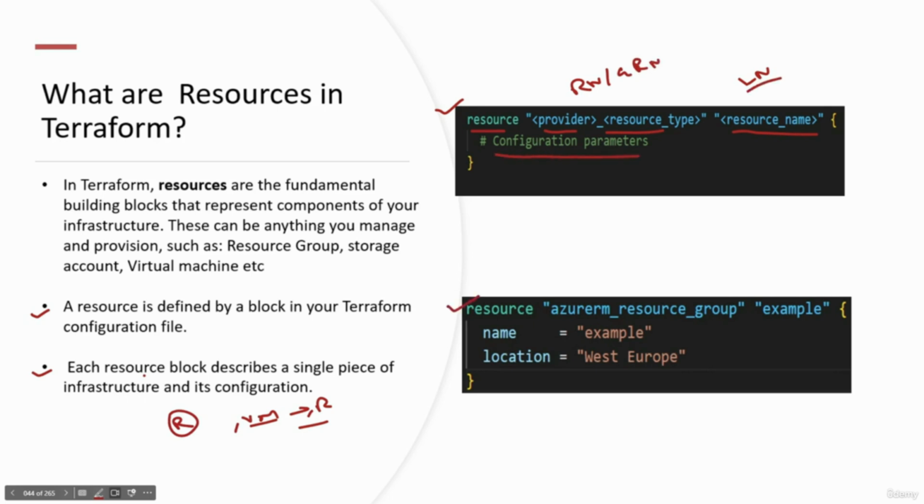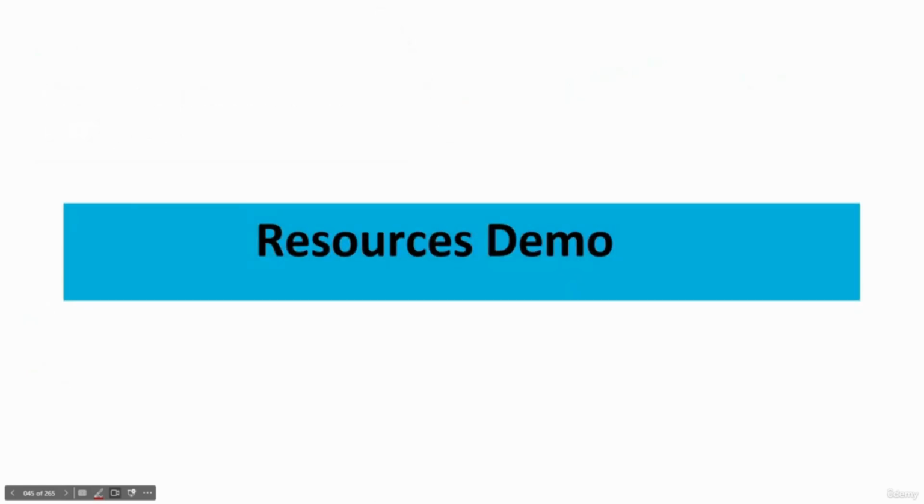If you see this example, here we are creating a resource group. So the first one is resource, then our provider name, then our resource type, and this is the local name. And these are the arguments, I would say, which are required to create the azurerm resource group. Okay. Let's do a quick demo to understand this in detail.